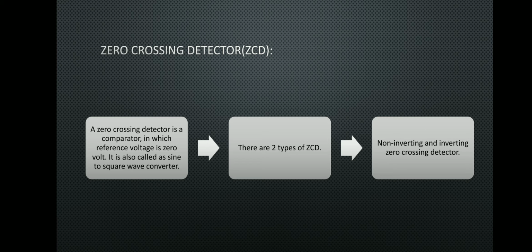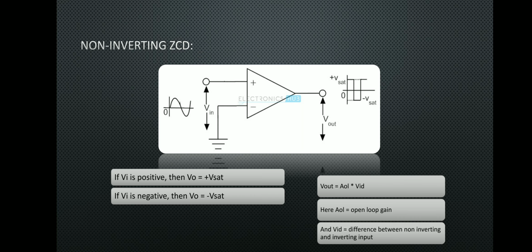As I said already, a zero crossing detector is a type of comparator. Let me explain what a zero crossing detector is. A zero crossing detector is a comparator in which the reference voltage is 0 volt. It is also called a sine to square wave converter. There are two types of zero crossing detectors, that is, the non-inverting and the inverting zero crossing detector. First, let me explain the non-inverting zero crossing detector.